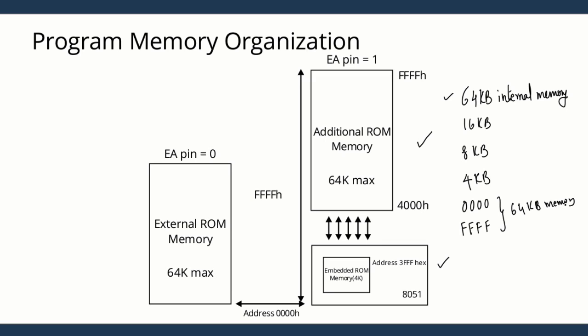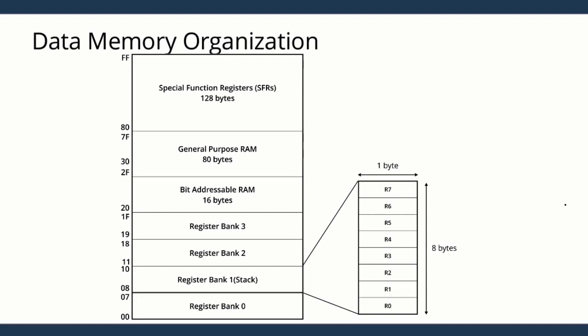So now let us look at the data memory organization. As we discussed, we have 128 bytes of internal data. Now the first 32 bytes, if you see, is the first 8 bytes, the second 8 bytes, the third 8 bytes, and the fourth 8 bytes.